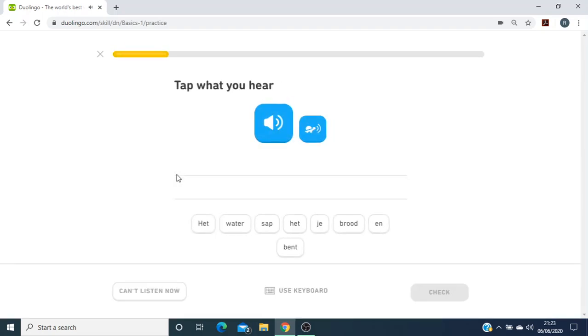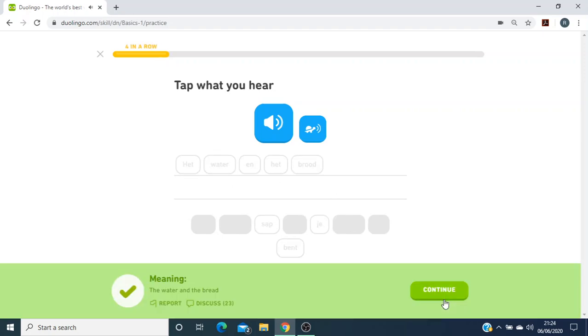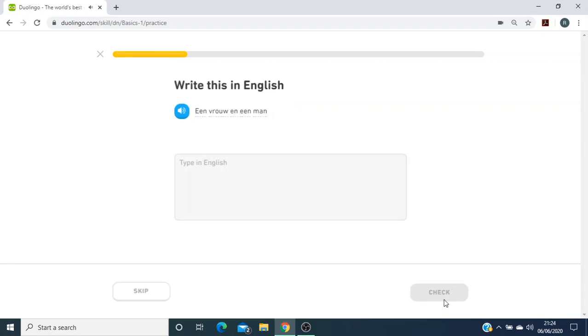Het water en het brood. I'll slow that down so you can hear that better. Het water en het brood. That's the water and the bread. Een vrouw en een man. So een vrouw is a woman. So a woman and a man.